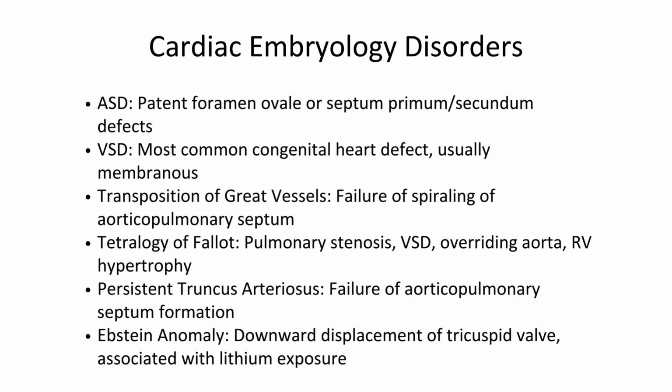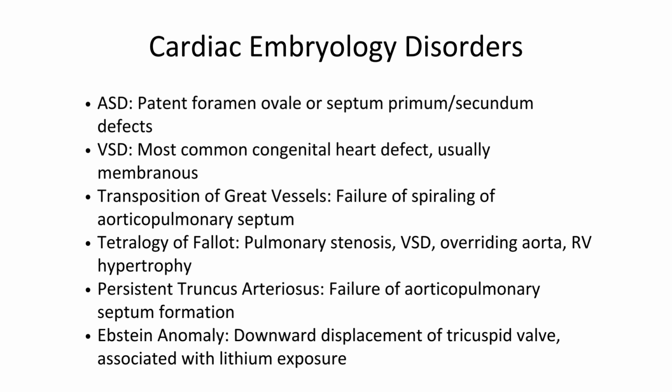Tetralogy of Fallot, another high-yield condition, arises from anterior displacement of the infundibular septum. Remember the 4 features: pulmonary stenosis, VSD, overriding aorta, and right ventricular hypertrophy. This is often associated with cyanotic spells and boot-shaped heart on chest X-ray. Persistent truncus arteriosus results from failure of conotruncal septum formation, leading to a single arterial trunk, mixing oxygenated and deoxygenated blood. It's another classic result of neural crest migration failure.